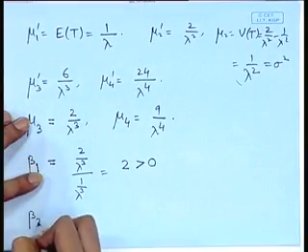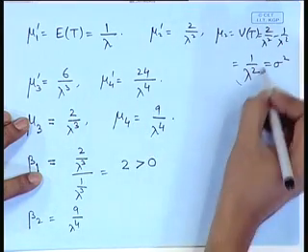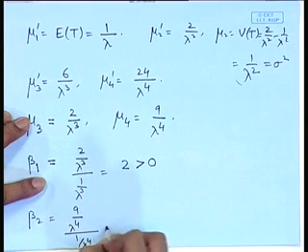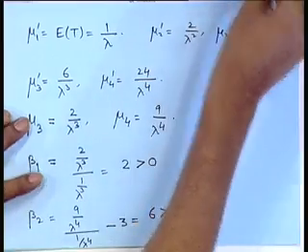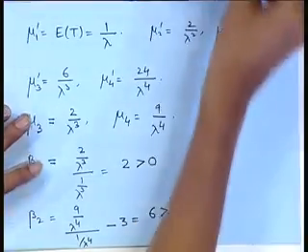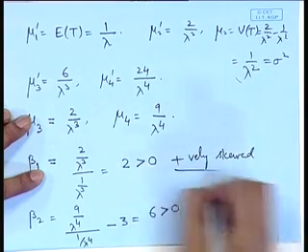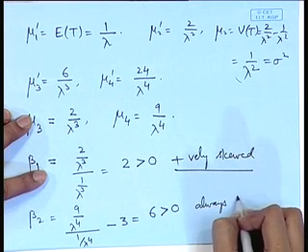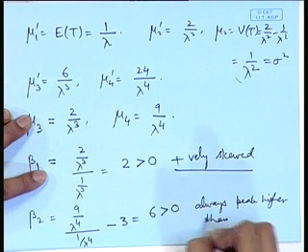Similarly, if we look at beta 2, that is mu 4 divided by mu 2 square, that is 9 by lambda to the power 4 divided by 1 by lambda to the power 4, minus 3, that is equal to 6. So, no matter what the value of lambda is, it is always having peak higher than the normal peak. So, this is always positively skewed and always peak high, that is higher than the normal peak.